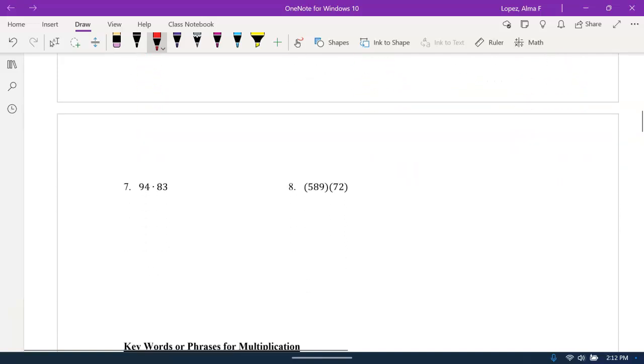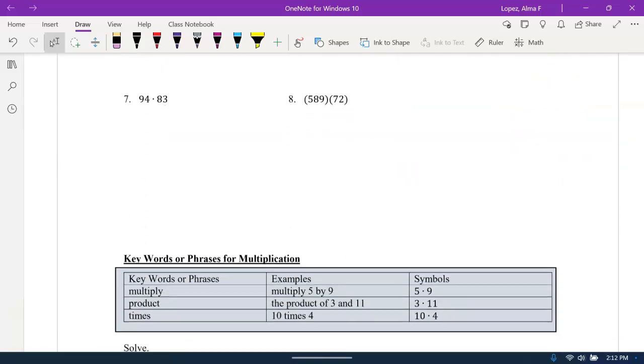Let's continue. If we have 94 times 83. Now, both of these are the same size.